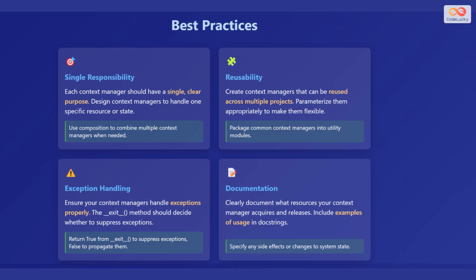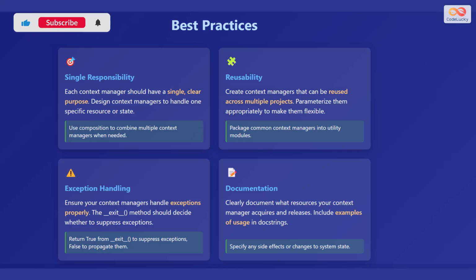To make the most out of context managers, here are some best practices to keep in mind. Each context manager should have a single clear purpose. Design context managers to handle one specific resource or state, and use composition to combine multiple context managers when needed. Create context managers that can be reused across multiple projects by parameterizing them appropriately to make them flexible. Package common context managers into utility modules. Ensure your context managers handle exceptions properly.